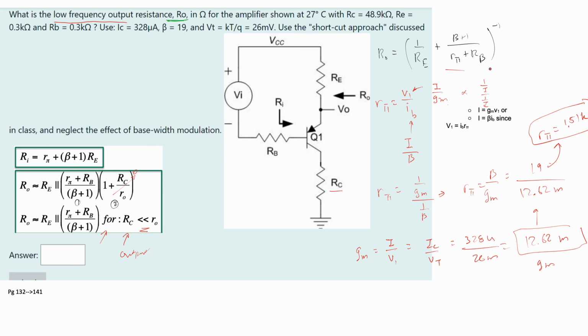So now we can take this and plug it into here. We know everything else. Our RE was given to us, our RB was given to us as well, and our beta is given to us also. So plugging all this in, we're going to get an answer of approximately 69.53 ohms, and that's how we would go about solving for this problem.